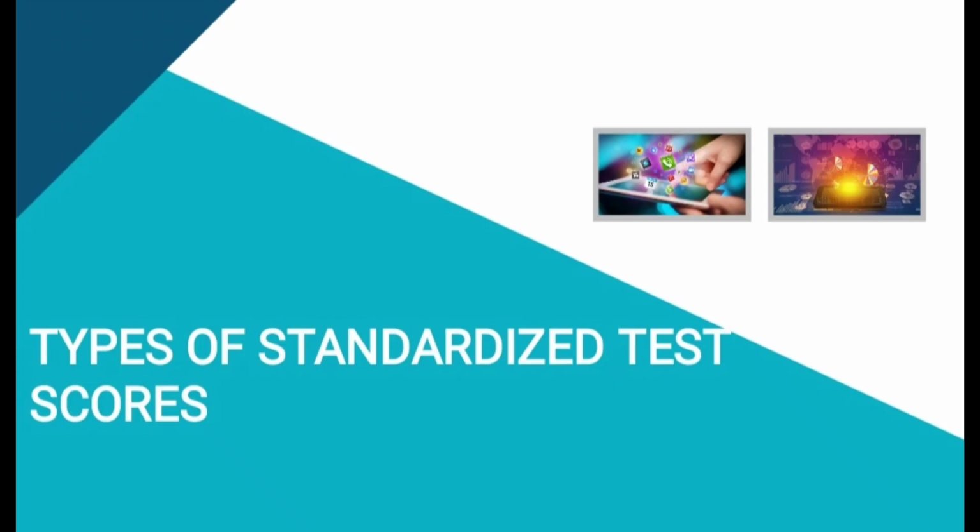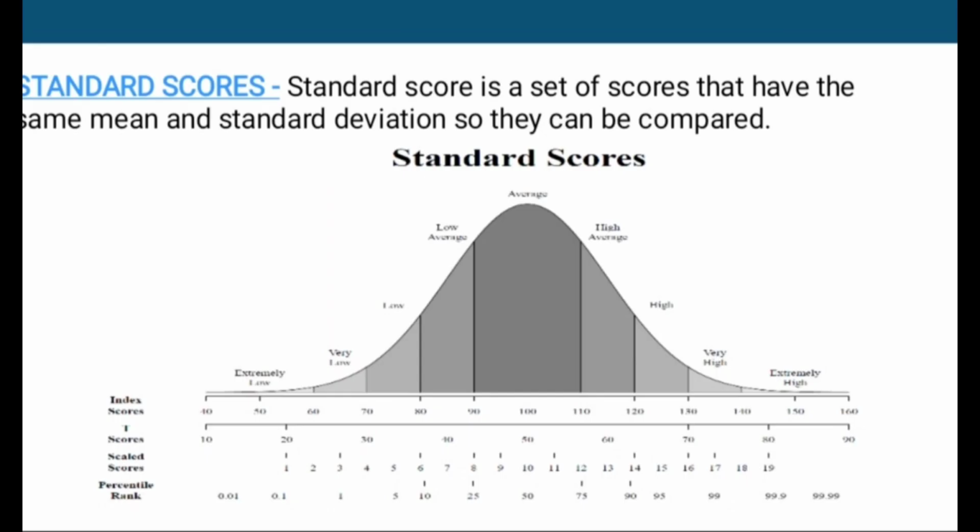So, types of standardized test scores. There are 6 types of standardized test scores. The first one is the standard score. What is a standard score? It is a set of scores that have the same mean and standard deviation so they can be compared.